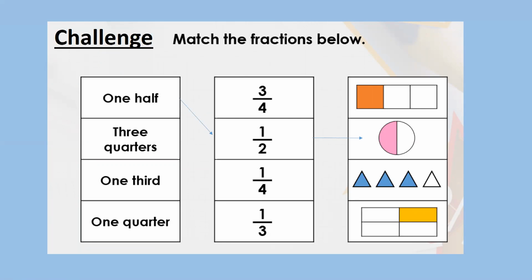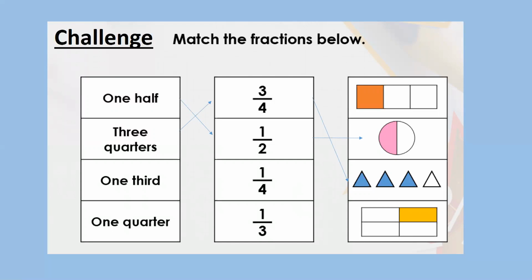Now I told you earlier on in the video that quarters means 4. So therefore my denominator has to be 4, because it's quarters, and I know that I've got 3 of them, so 3/4, so that links to my top fraction there. Now I need to find a picture that shows 3 out of 4, 3/4 of them coloured in, and hopefully you spotted that 3 triangles out of 4 are shaded in, so it links to that picture.